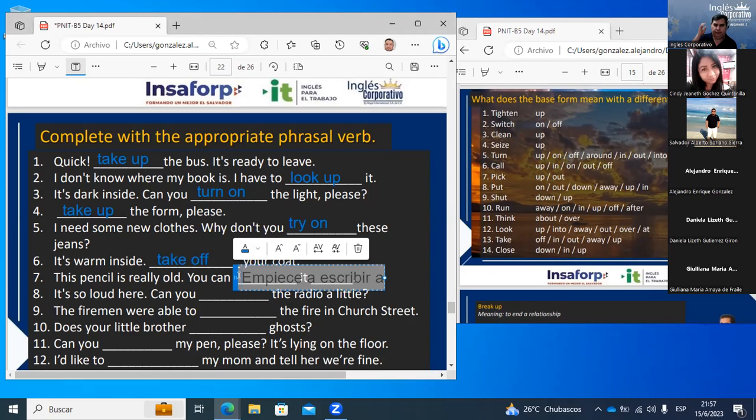This pencil is really old. Este lápiz es realmente viejo. This pencil is really old. You can throw it away. Throw it away.